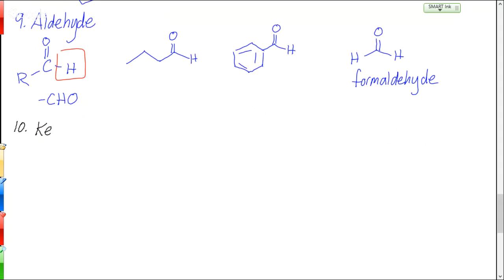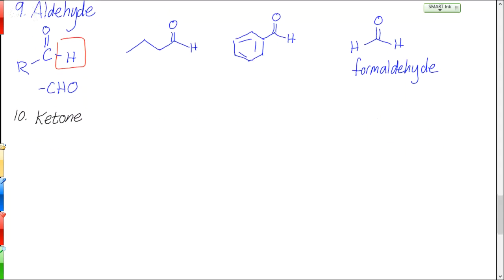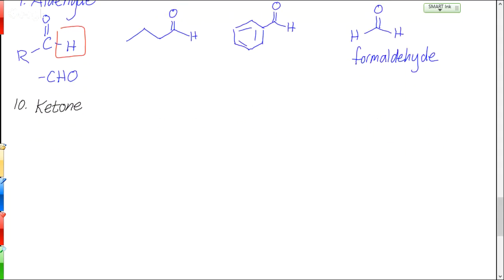All right, so related to aldehydes, and sometimes hard to tell apart, are the ketones. Ketones have the same left half, let's say, as an aldehyde, but the right half is more carbon rather than hydrogen. So that's how you tell an aldehyde from a ketone. The ketone has carbon on both sides, and the aldehyde has hydrogen on one side.